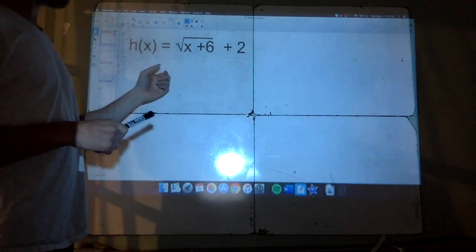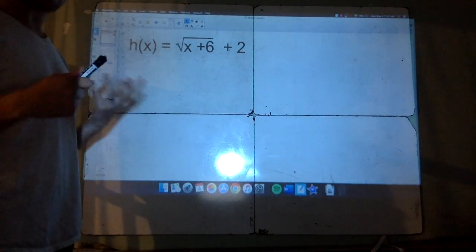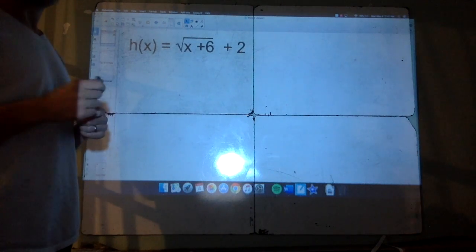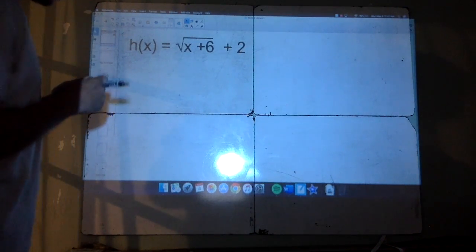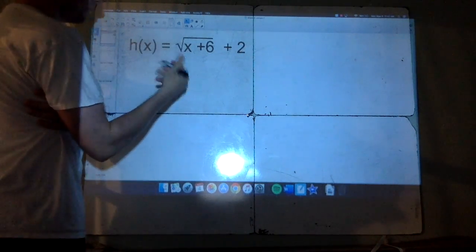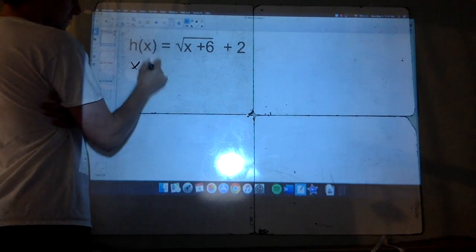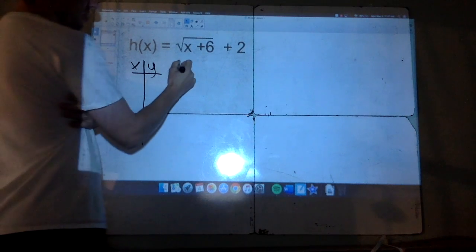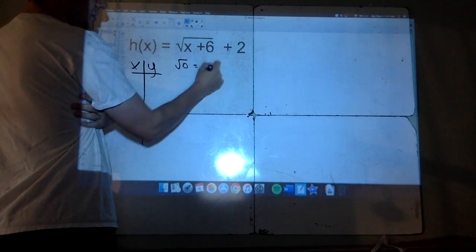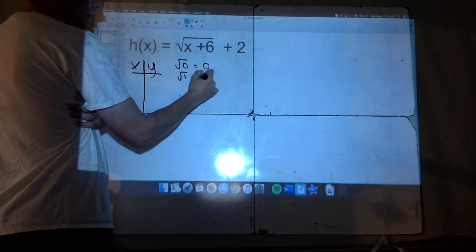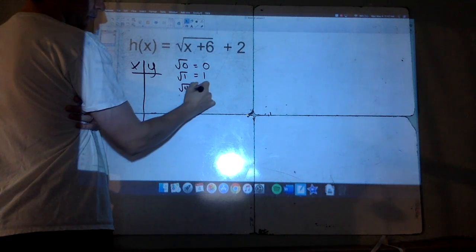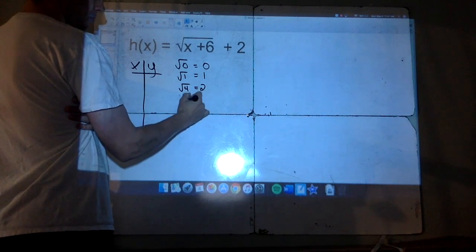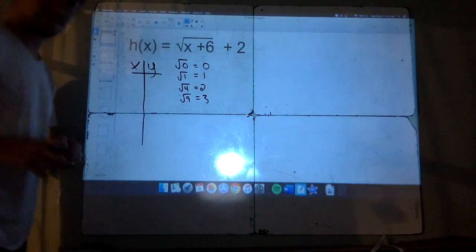All right, we're going to start off by talking about how to graph a square root equation like this. So the first thing we're going to do is make our table, x, y. The important thing to keep in mind is that we know the square root of 0 is 0. The square root of 1 is 1. The square root of 4 is 2. Square root of 9 is 3.